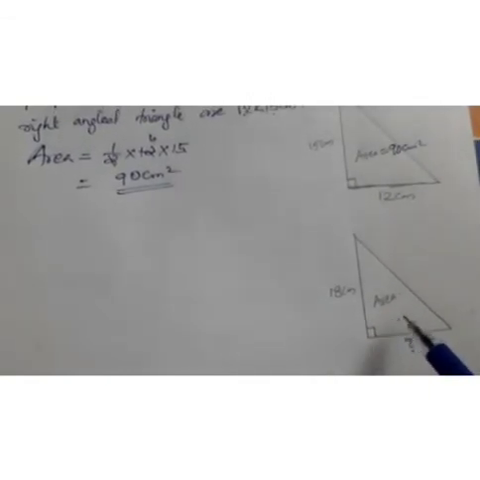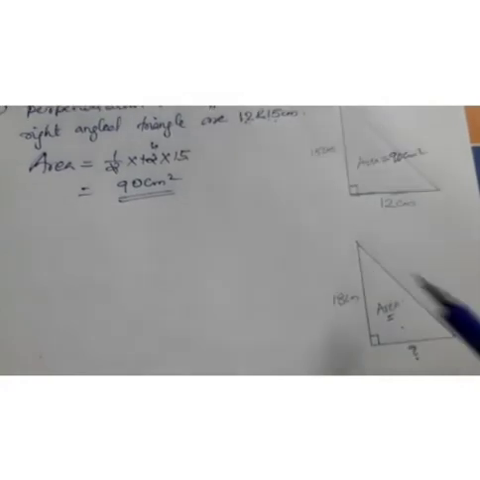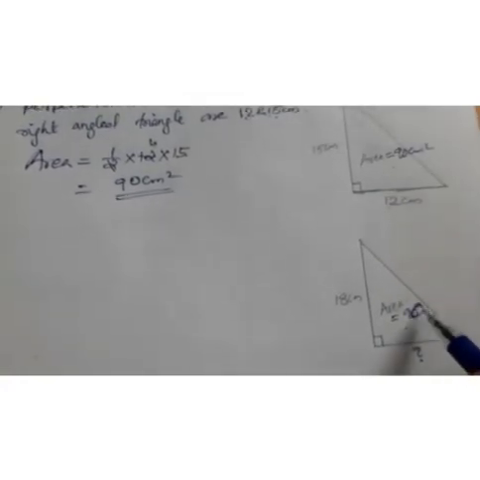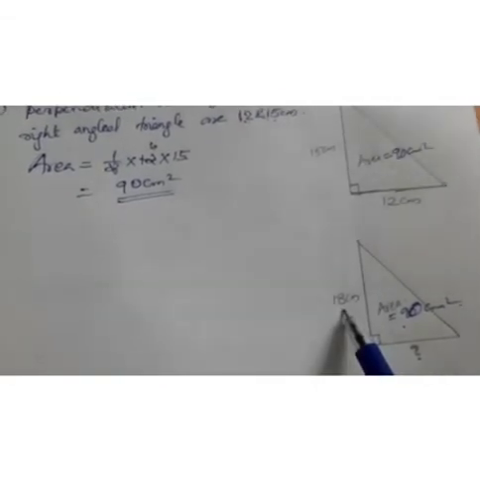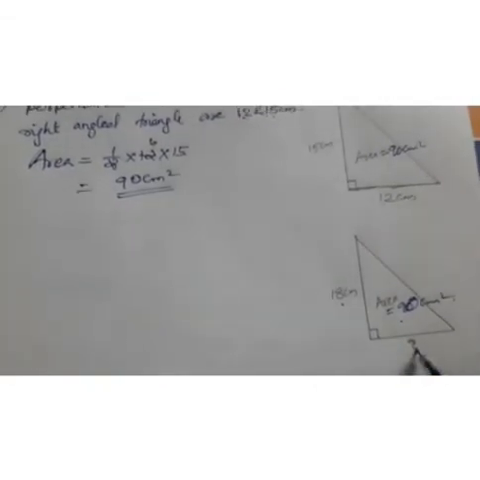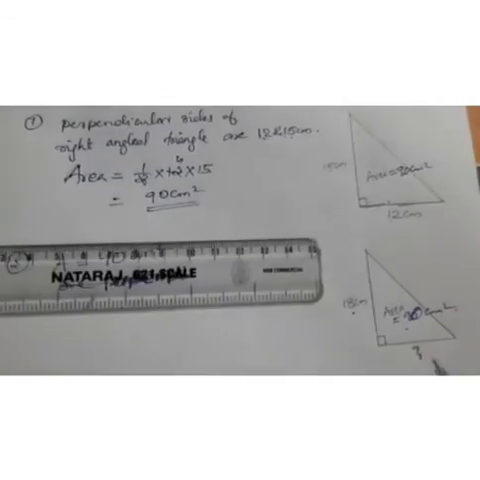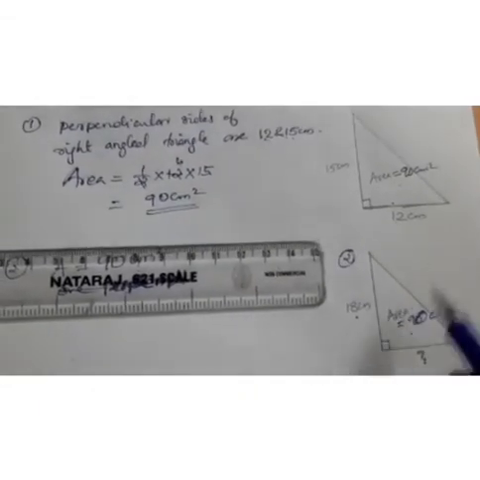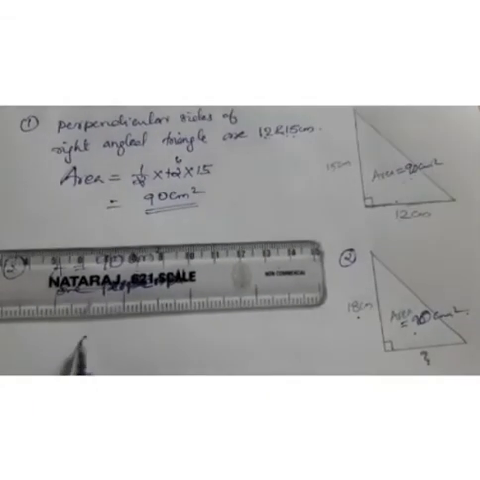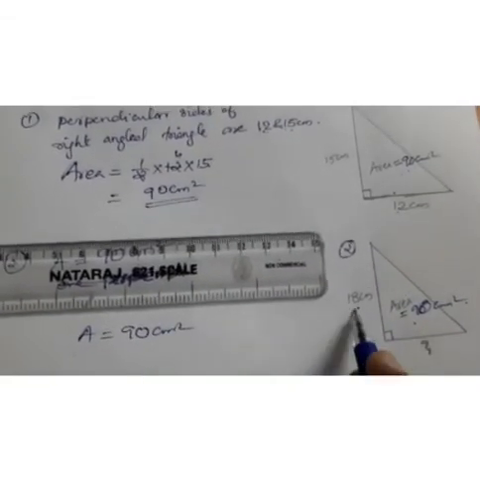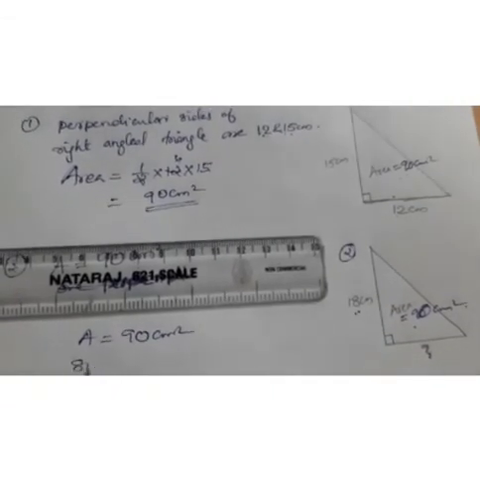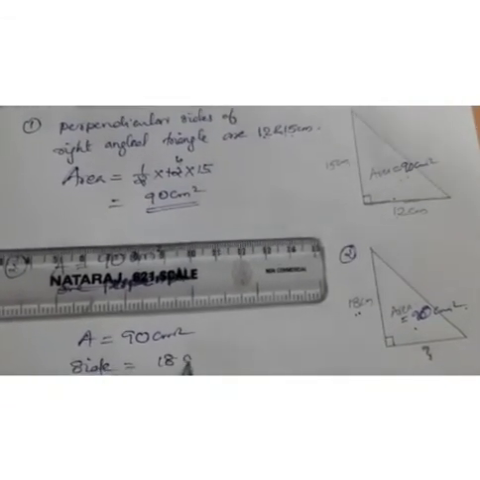And see the second part. Another triangle having the same area. Same area means it is 90 centimeter square, having a perpendicular side of 18. The other side we have to find out. We can do this like the previous question. Here in the case of the second triangle, the area is the same as the previous one. So area is equal to 90 centimeter square, and one of the perpendicular sides is given, 18 centimeter.